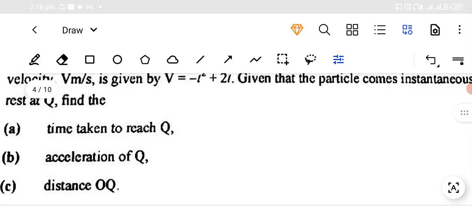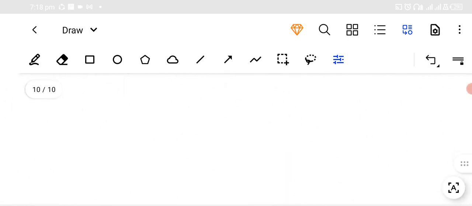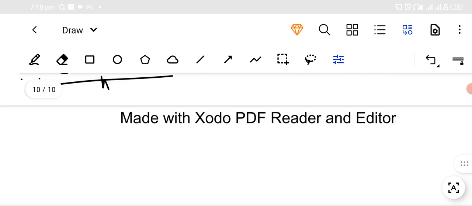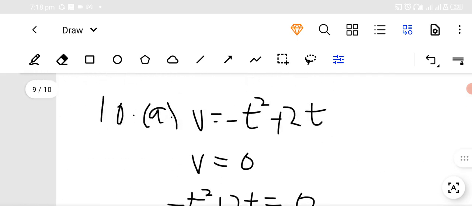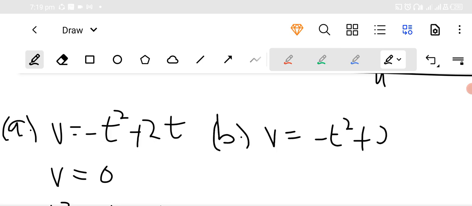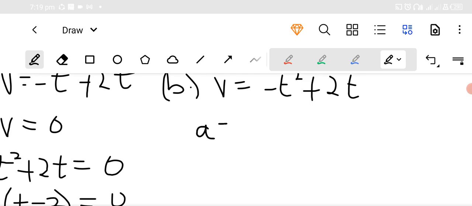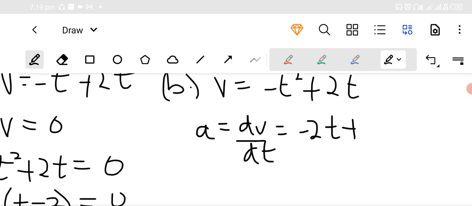We differentiate the velocity function. So this will give us what? This is B, acceleration of Q. V is equal to negative t squared plus 2t. Acceleration is equal to dv/dt, which is equal to negative 2t plus 2.